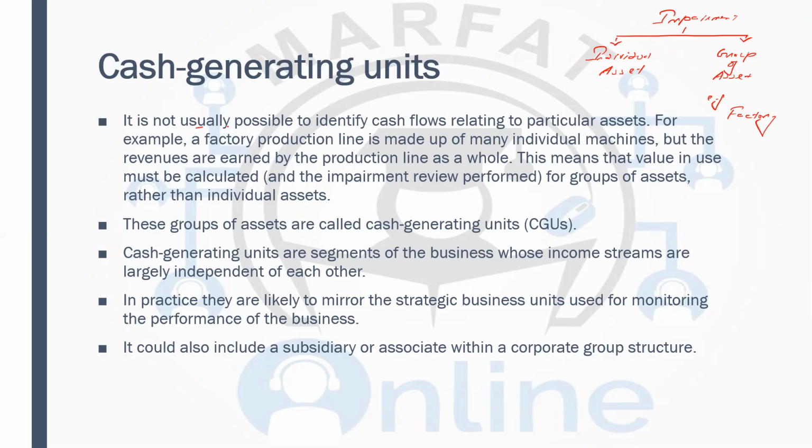Sometimes it is not possible to identify cash flows relating to a particular asset. For example, a factory production line is made up of many individual machines, but the revenues are earned by the production line as a whole. This means that the value in use must be calculated for a group of assets rather than individual assets. So what you will be doing is comparing the carrying value of the CGU with the recoverable amount of the CGU.